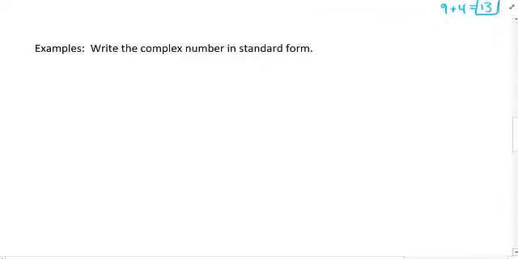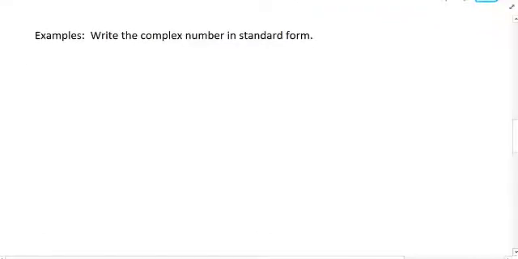So let's go ahead and take a look at a couple problems. So the first problem I have is 4 plus 2i divided by 1 plus i. So this is a division. In order to divide, I basically want to get rid of the complex number in the denominator. And I'm going to write this in standard form.